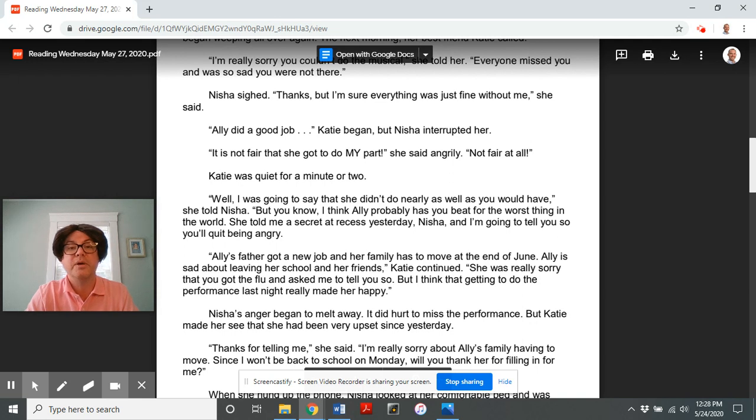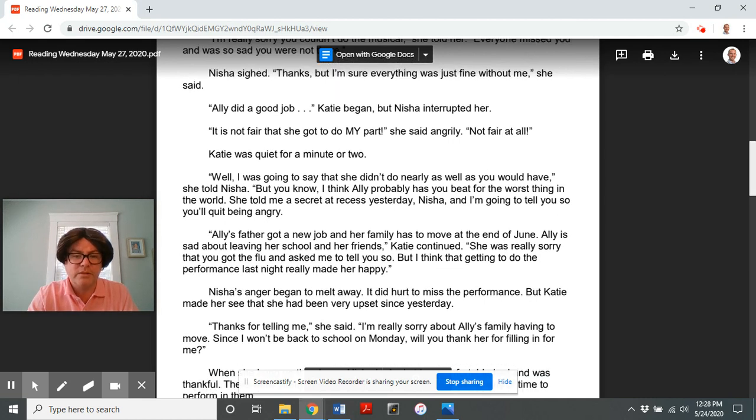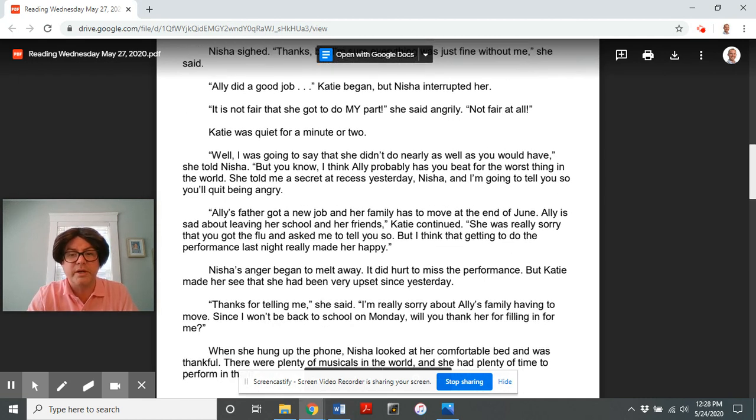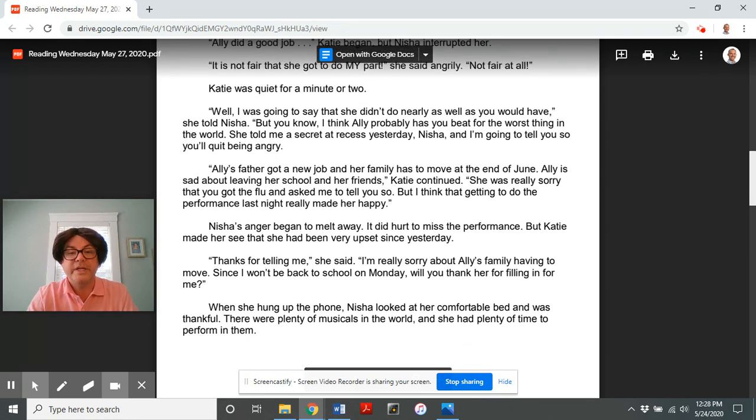Nisha's anger began to melt away. It did hurt to miss the performance, but Katie made her see that she had been very upset since yesterday. "Thanks for telling me," she said. "I'm really sorry about Allie's family moving. Since I won't be back to school on Monday, will you thank her for filling in for me?" When she hung up the phone, Nisha looked at her comfortable bed and was thankful. There were plenty of musicals in the world, and she had plenty of time to perform in them.